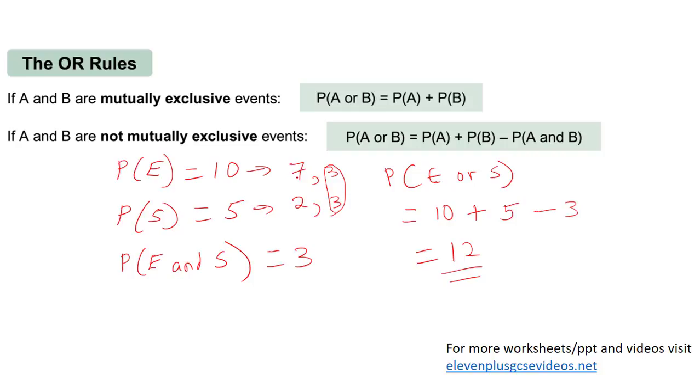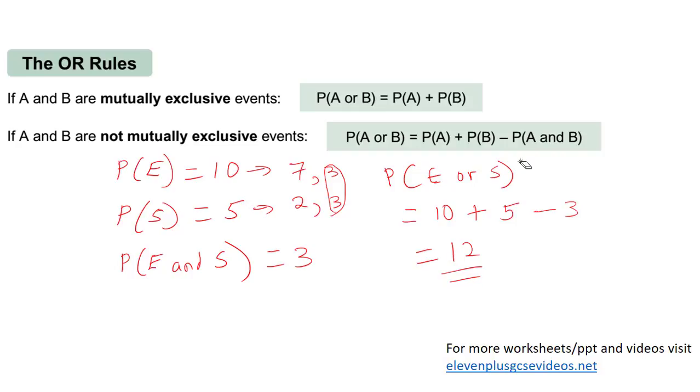7 who are doing English only, 2 who are doing Spanish only, and then these 3 who are doing both English and Spanish. Okay, you can look at them here. So 7 plus 2 plus 3 should be 12 here. There you are, that's 12 there.